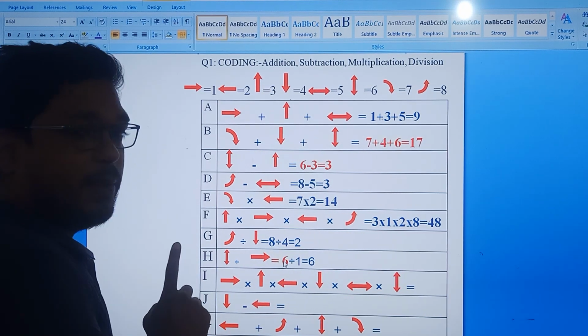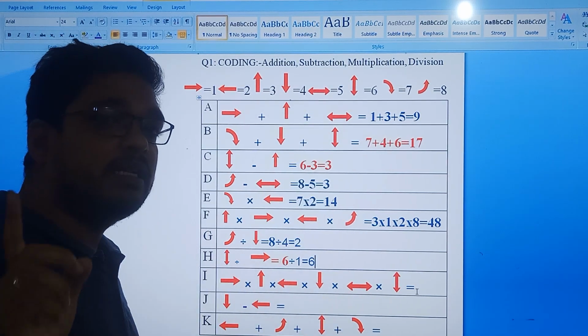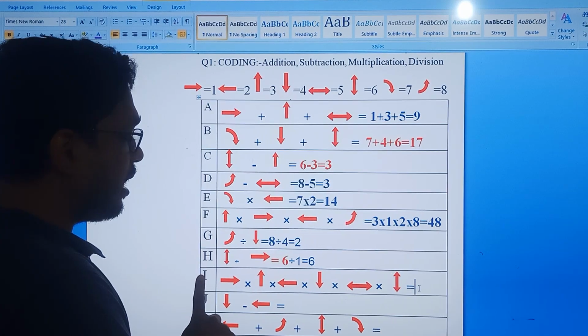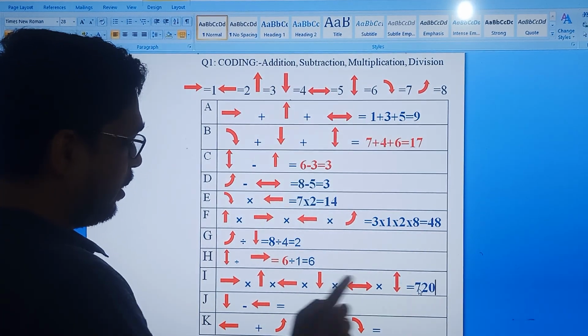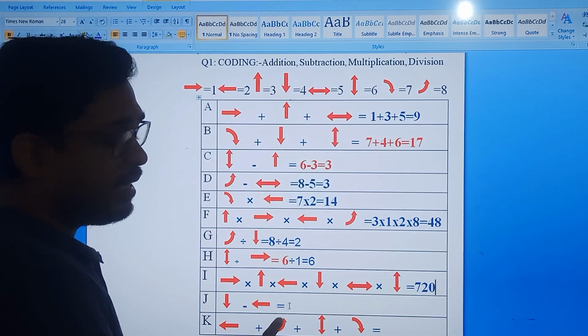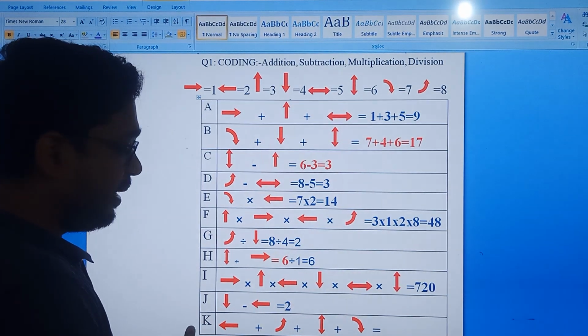Now bit I, bit J and bit K. It's homework for you. I will give the answer and you will check. The answer of bit I is 720. Bit J is 2 and bit K.